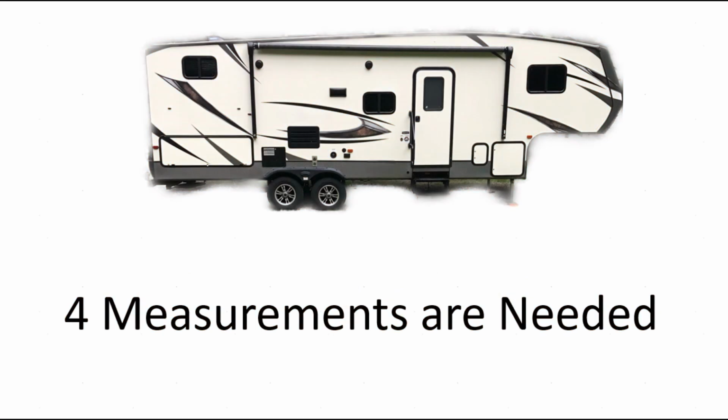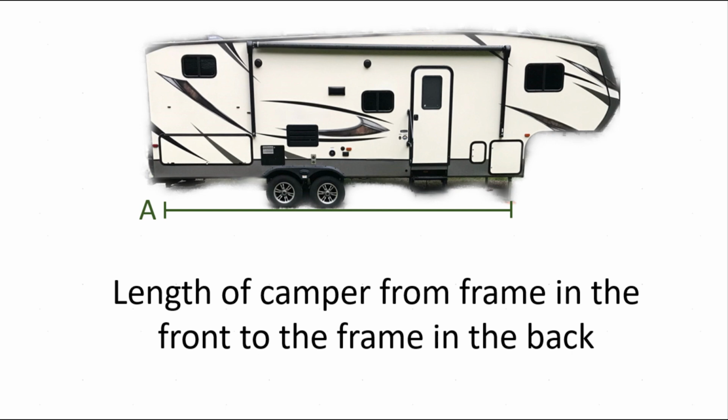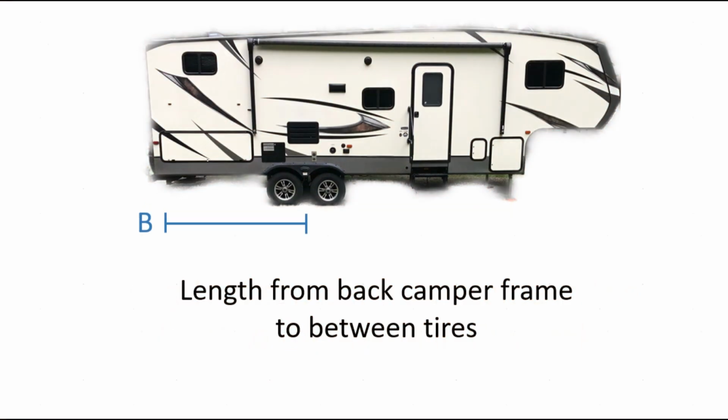We used four measurements. The first measurement was the length of the camper from the frame in the front to the frame in the back. From here on out, this length will be known as A. The next measurement needed was the length from between the tires to the frame in the back. This length will be known as B.